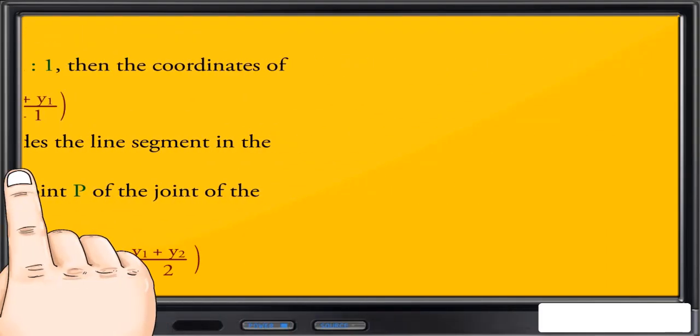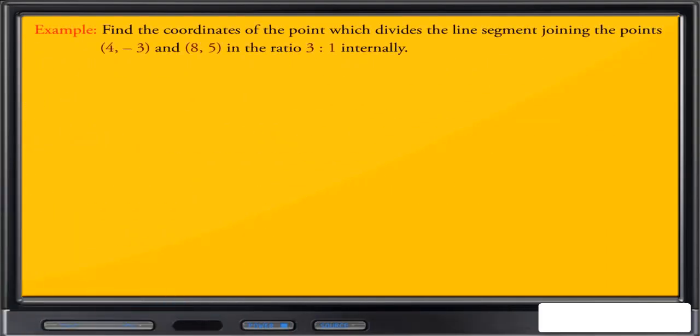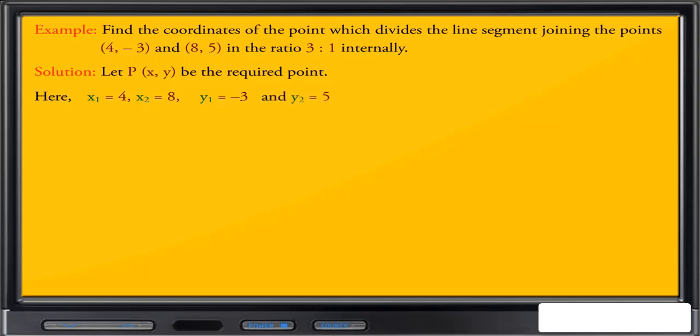Let us solve some examples based on the section formula. Find the coordinates of the point which divides the line segment joining the points (4, -3) and (8, 5) in the ratio 3:1 internally. Let P (x, y) be the required point. Here, x1 is equal to 4, x2 is equal to 8, y1 is equal to -3 and y2 is equal to 5. And m1 is equal to 3 and m2 is equal to 1.